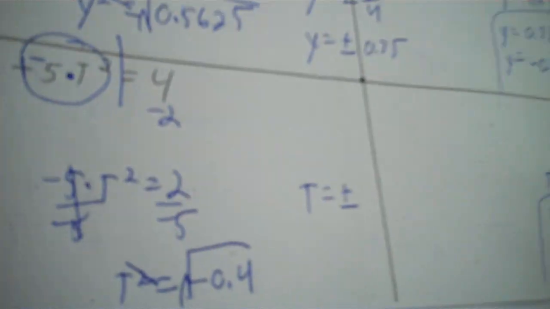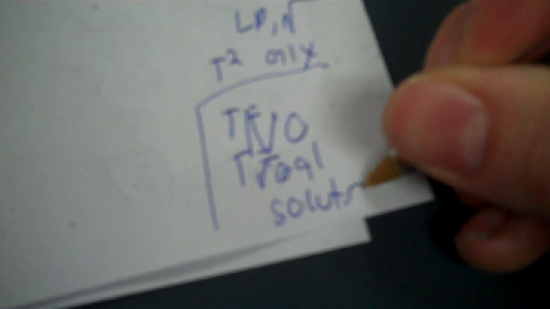So t could be positive or negative, but when I take the square root of negative 0.4, I get a domain error, which means there is no real solution to that problem. You can't multiply a number times itself using what you know now and get a negative, okay? There's no way, as far as the information you know now.